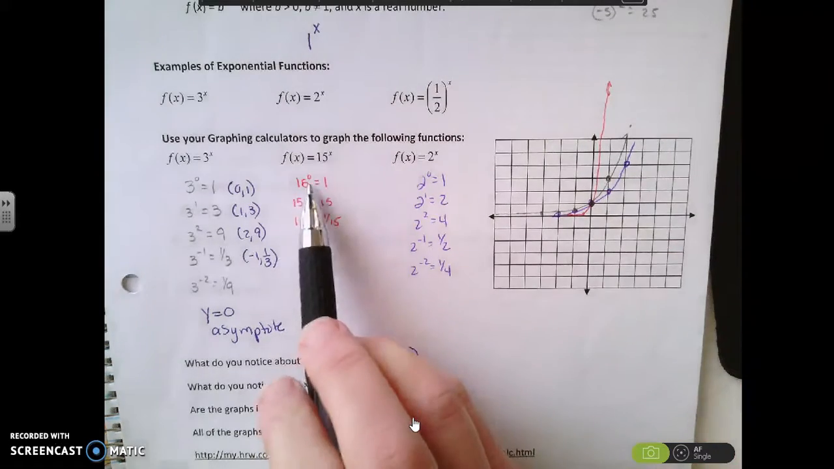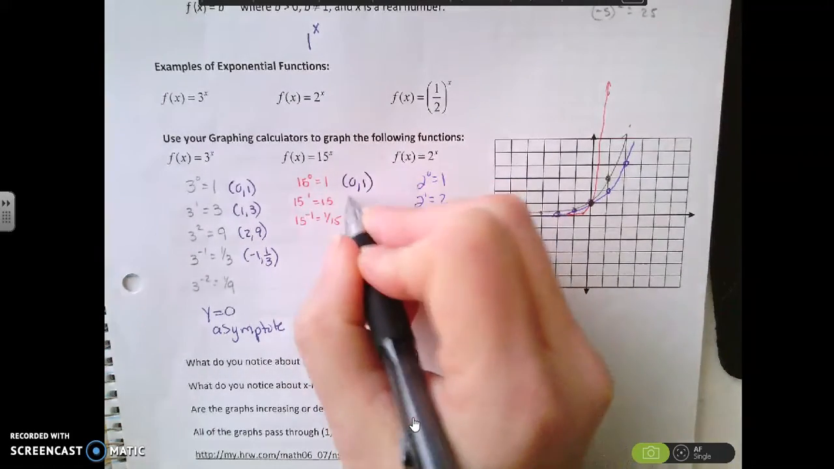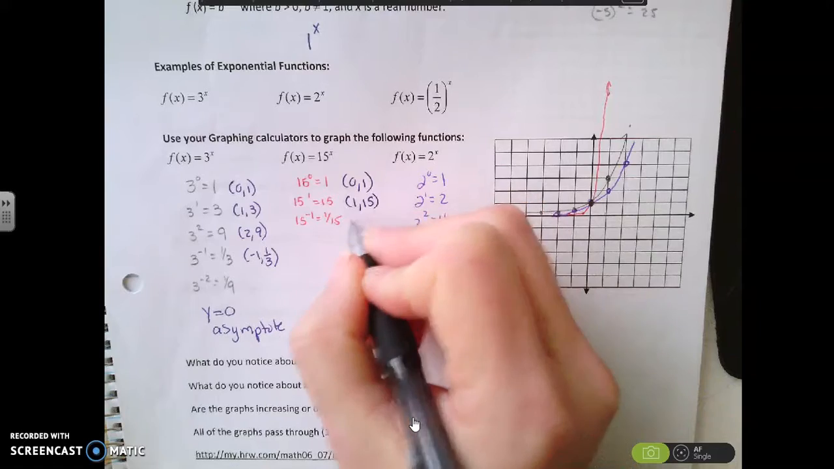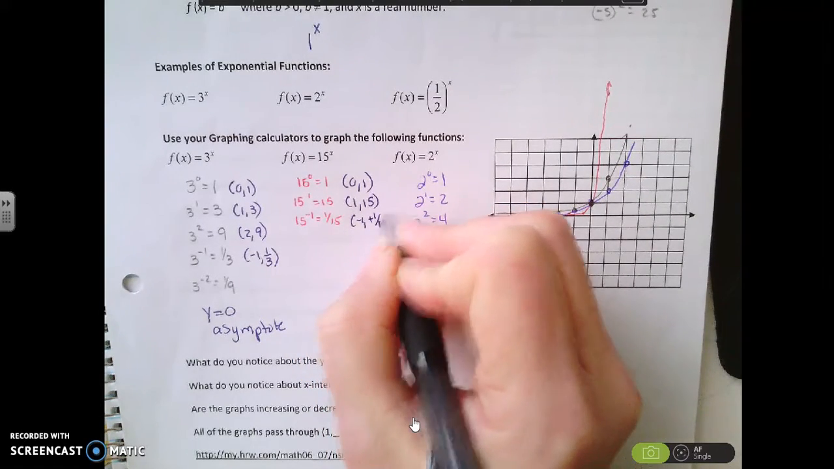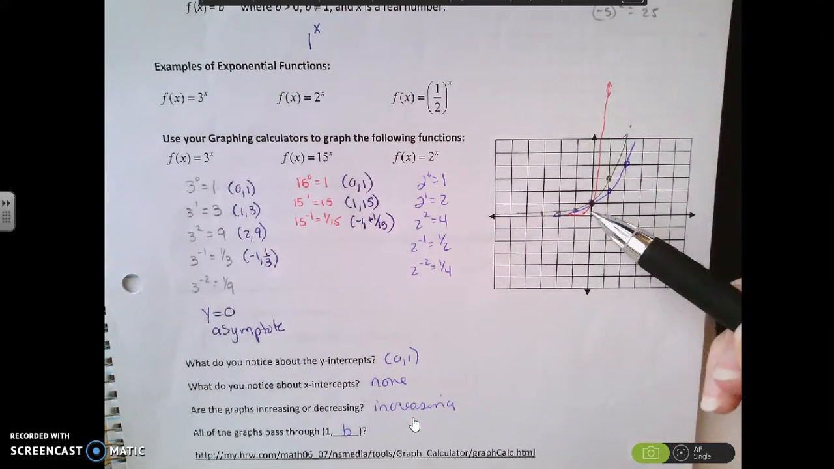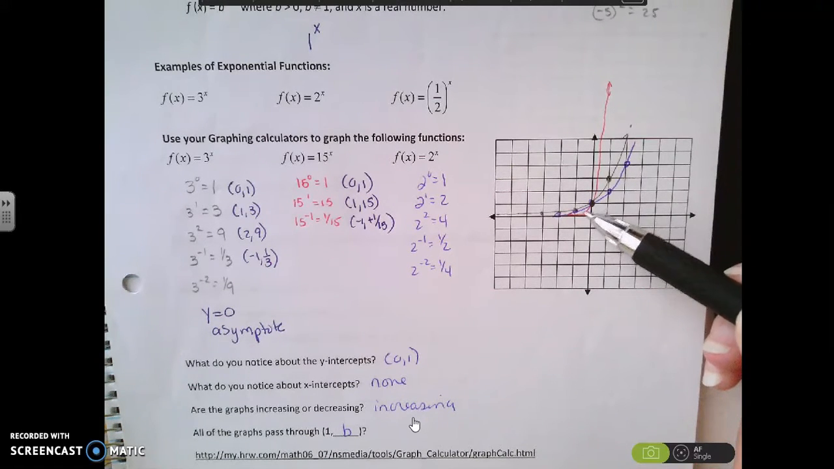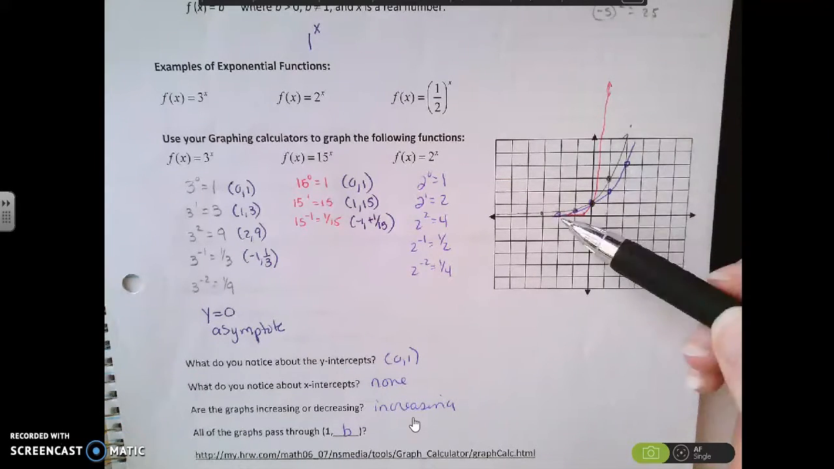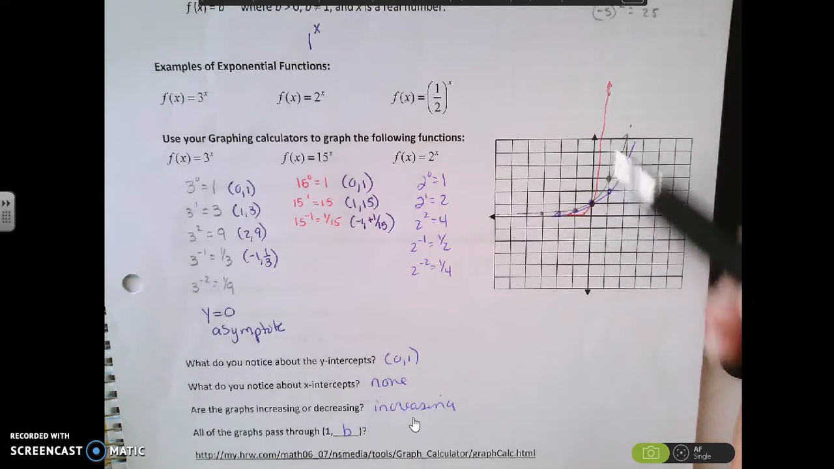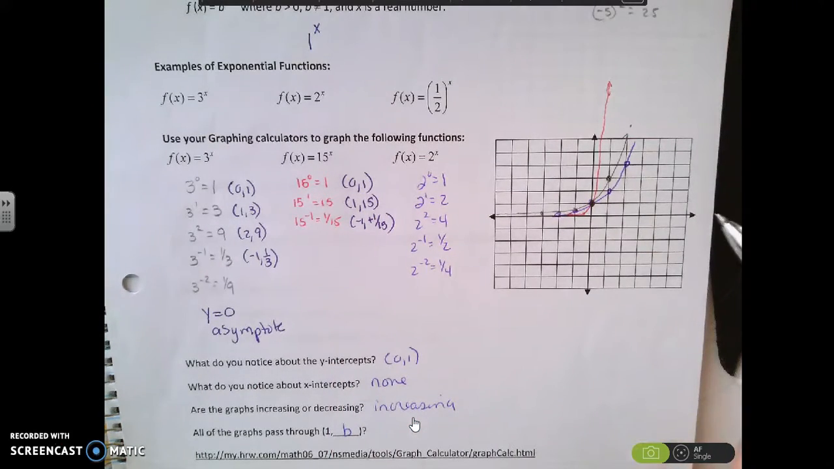Okay, so then we do the same thing for 15 to the x power. So I end up with (0, 1), (1, 15), and (-1, 1/15). So again, (0, 1), and then (1, 15) all the way up here, and then (-1, 1/15). So notice that it is steeper than our original graph. It's much steeper. But again, we still have that asymptote at y equals 0.